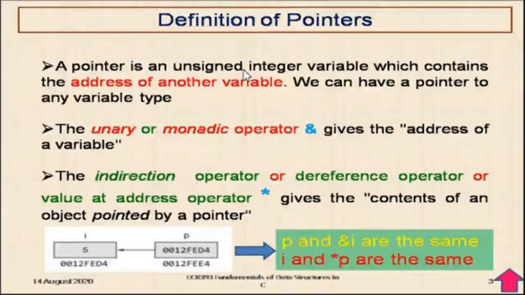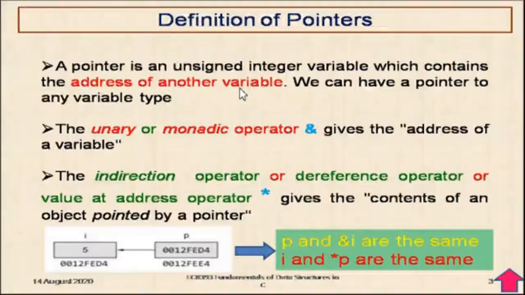So as we have house numbers, no house number is negative, like minus 45, minus 50, we don't have that. Similarly, here also, whenever an address comes into the picture, it is going to be an unsigned integer. That is why a pointer is called an unsigned integer variable, which holds the address of another variable.